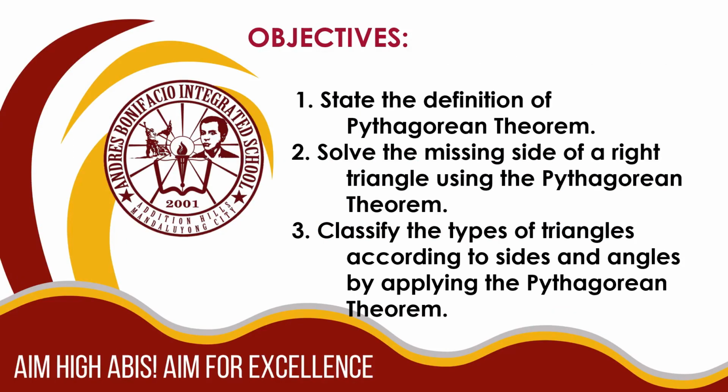The following objectives are: state the definition of Pythagorean Theorem, solve the missing side of a right triangle using Pythagorean Theorem, and classify the types of triangles according to sides and angles by applying the Pythagorean Theorem.